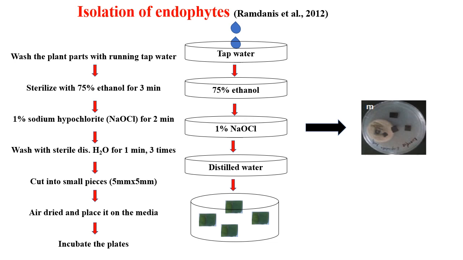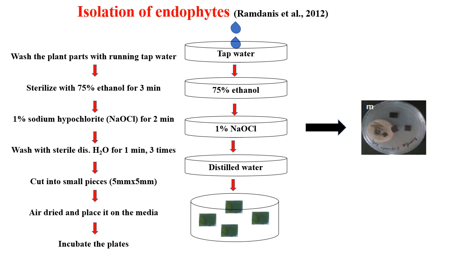Let us talk about isolation of endophytes. The healthy and freshly collected plant parts like leaves, barks, roots, seeds, or flowers will be washed with running tap water and subjected to surface sterilization, initially with 75% ethanol for 3 minutes, followed by 1% sodium hypochlorite solution for 2 minutes. Then the plant parts will be washed with sterile distilled water for 1 minute, and this step is repeated 3 times in order to remove all the sterilants.